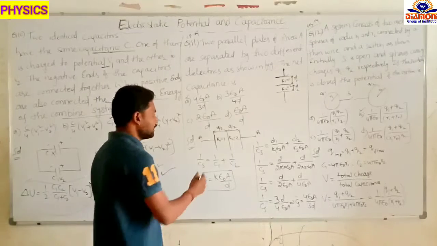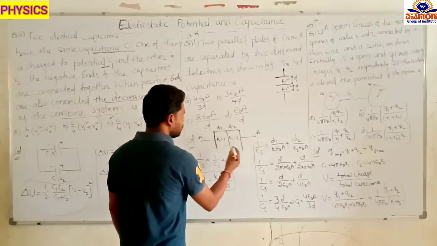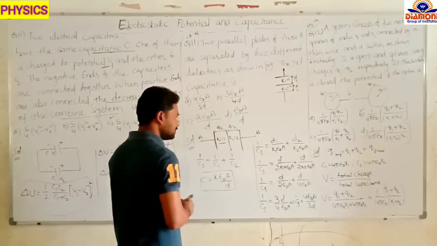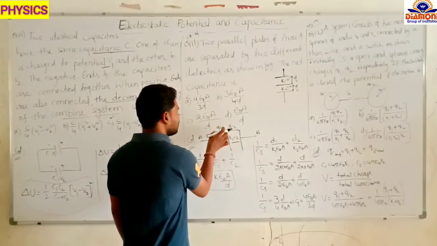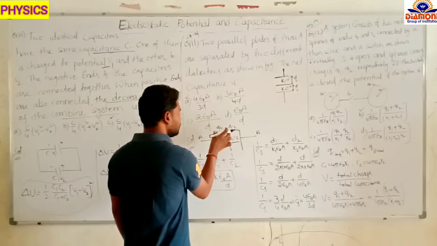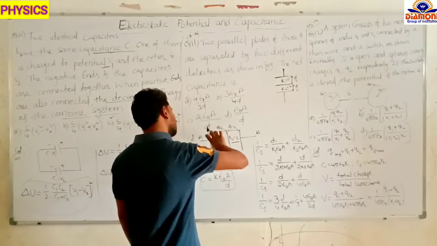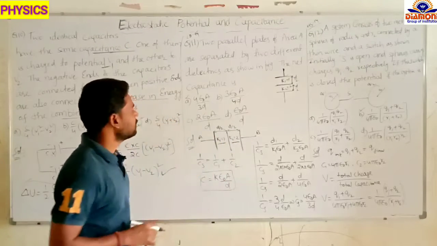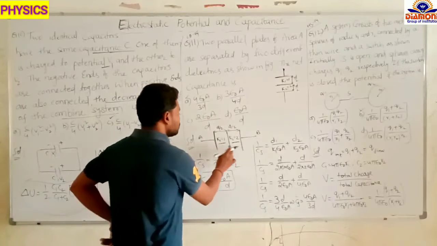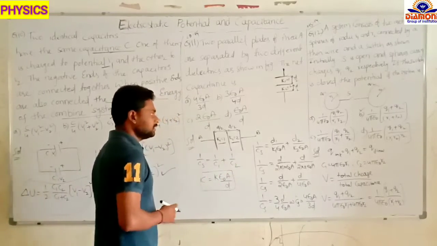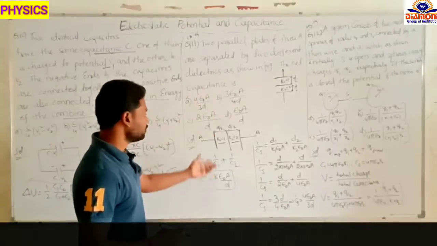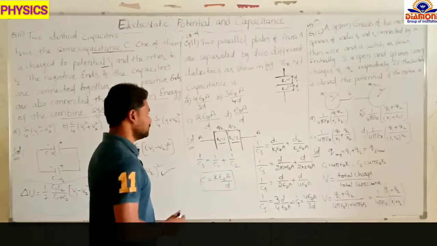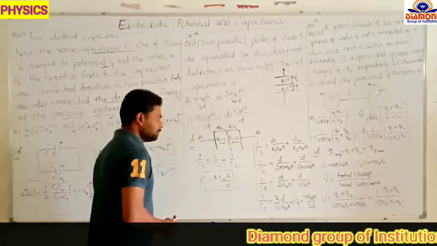So I am redrawing this diagram. Here the dielectric constant of this capacitor is 1, the dielectric constant of this capacitor is 2, and the distance between the plates is d by 2. Here also the distance between the plates is d by 2. The area is given the same, I think. Now these two capacitors are connected in series. So find the equivalent capacitance. They are asking for the net capacitance, so find the net or equivalent capacitance. The capacitors are in series.